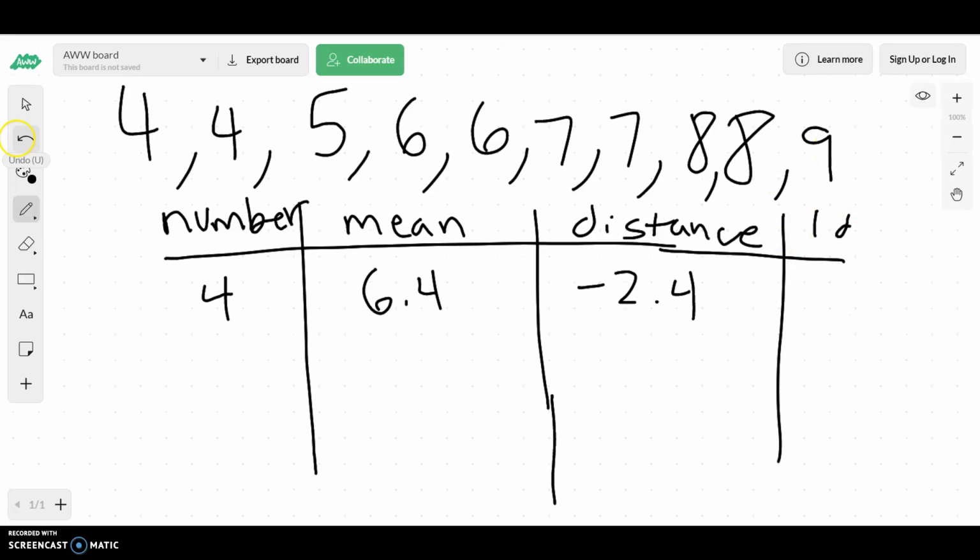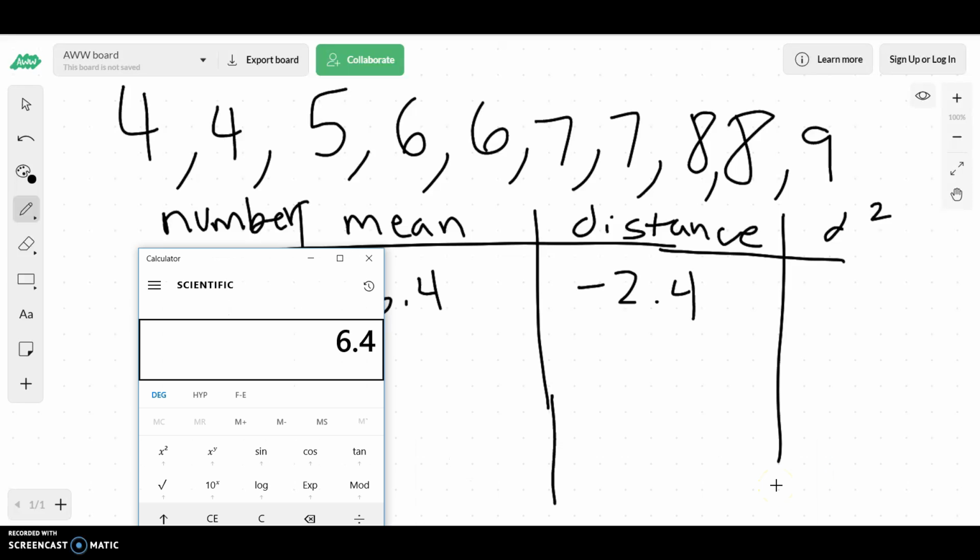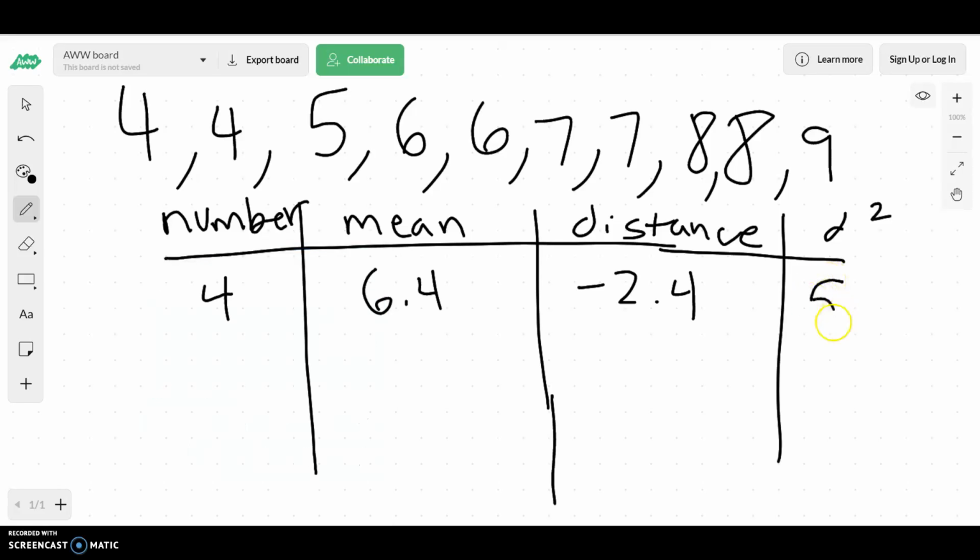So the other way, if you have a negative number and you don't want it to be negative anymore, is you can times it by itself, because a negative times a negative would give you a positive. So for every single one, to get rid of the negative sign, we are now going to square it. So let's do negative 2.4, and we're going to square that, which would give us 5.76.